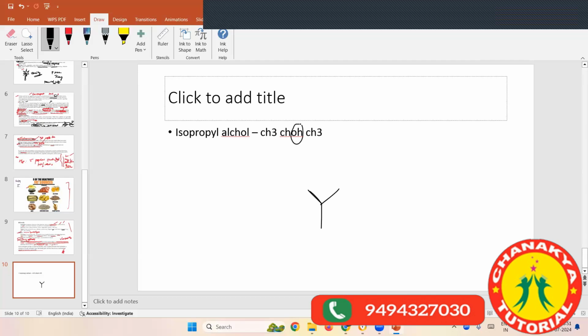You have an OH group here, so definitely one OH will be there. You will not have any double bonds, only single bonds. So this is the isopropyl alcohol. And the rest two, you will have CH3, CH3. You can also write it like this: OH group, CH3, CH3.